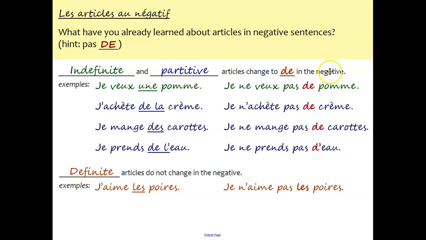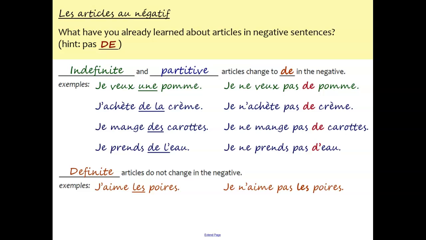It's not there. That's kind of the best explanation I can give. I don't know if that helps or not, but really the rule is just what you need to know. Le, la, l' apostrophe, and les are fine in a negative sentence, but any of those other articles need to change to de in a negative sentence.